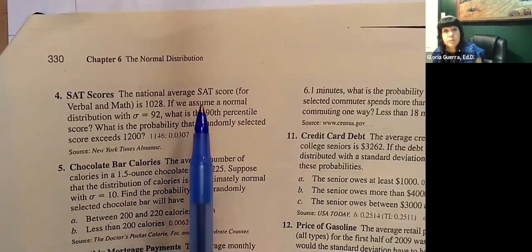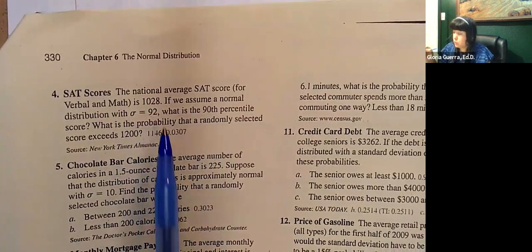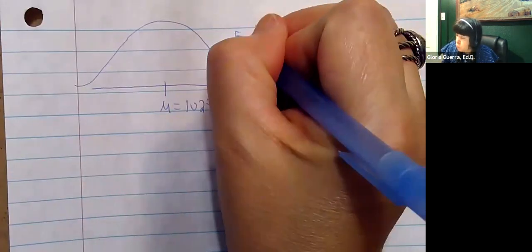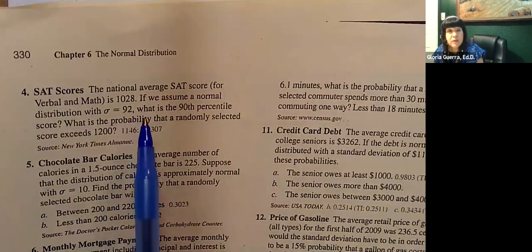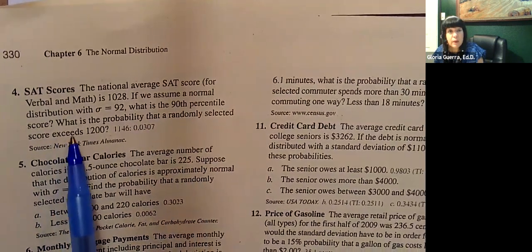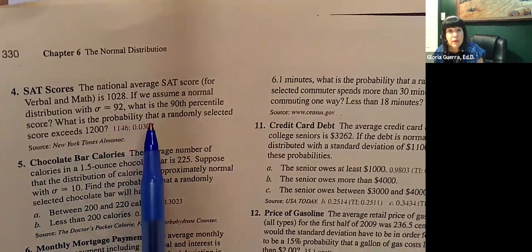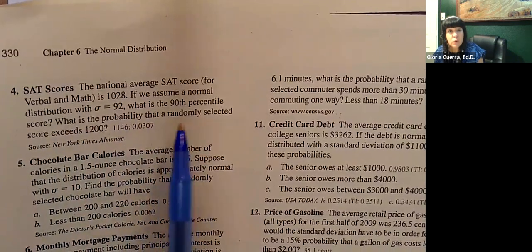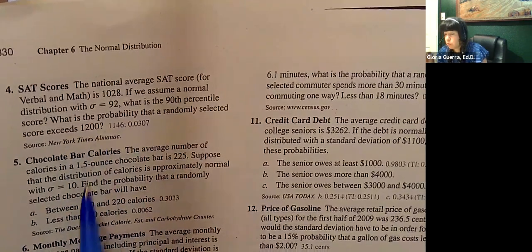If we assume a normal distribution with sigma equals 92, what is the 90th percentile score? Okay. And then it says, what is the probability that a randomly selected score exceeds 1200? So that's what I wanted to show you.